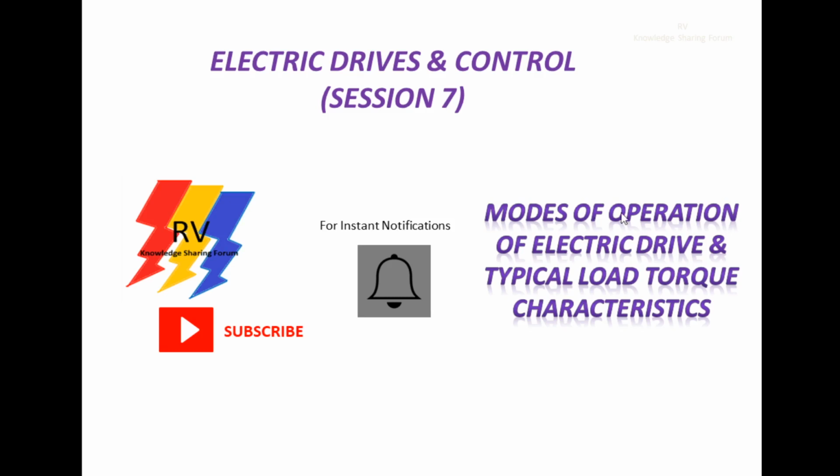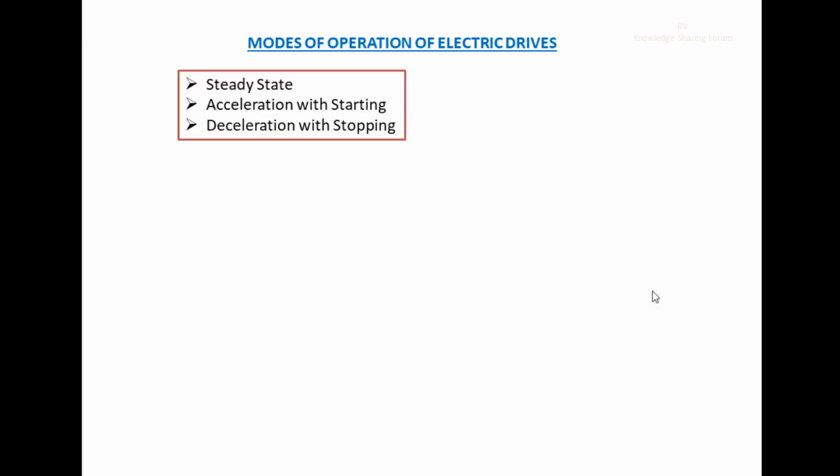Now let us go into the modes of operation of electric drive and typical load torque characteristics, today's topics. So first let us discuss modes of operation of electric drives. Any electric drive operates in 3 modes: steady state, acceleration with starting, and deceleration with stopping. Let us discuss each one by one. First, the steady state operation of an electric drive.